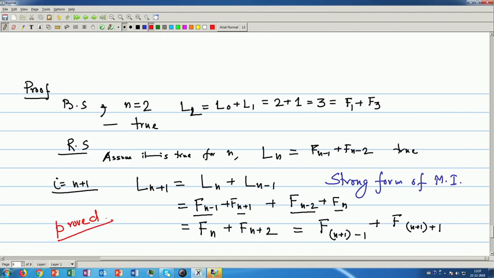So, we see how recursively defined sequences can be defined, and for new sequences, how we get the properties, and how we can prove the properties using mathematical induction as well as the recursive definitions of the sequence.